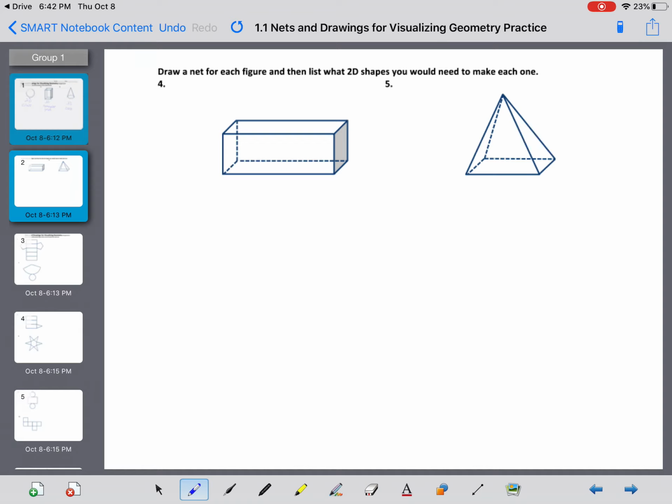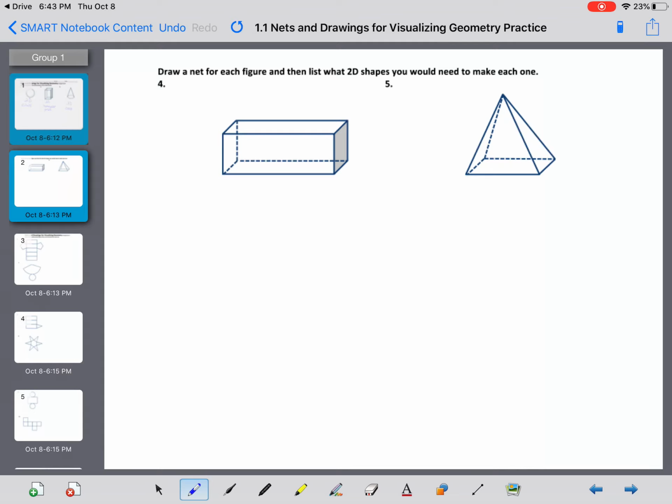If you take a look at number 4 and 5, what they want you to do is draw a net and then list what 2D shapes you would need to make each one. Okay, so remember, a net is when you take a three-dimensional figure, you unfold it into a flat two-dimensional figure. We did that yesterday in our previous lesson with cubes and some other figures.